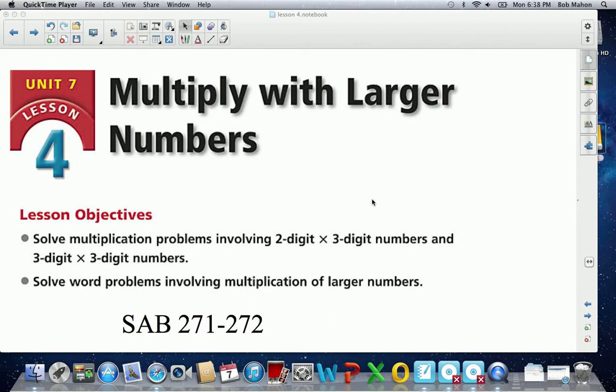I know a lot of you are really enjoying the lattice method. Just because I use the shortcut method or the old method, don't think that you can't use your own method. Please use the method that's most successful for you. You need to get out your SAB book, page 271 to 272. It's a 2-page lesson, should go fairly fast.